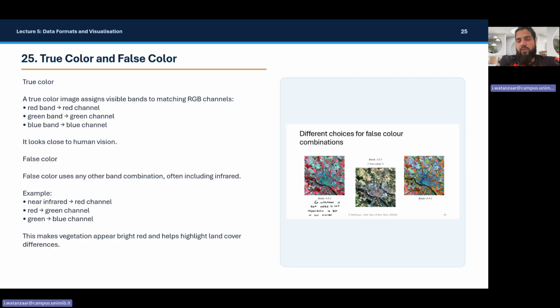This is why we use false colors: to differentiate multiple features of the surface, multiple objects. Here we can see the left and right side pictures; the middle one is using true colors, but the right and left are targeting a specific thing in the targeted area. That's why we use infrared or false colors to identify these things. So that makes vegetation appear very bright red, and it helps to highlight land cover differences.